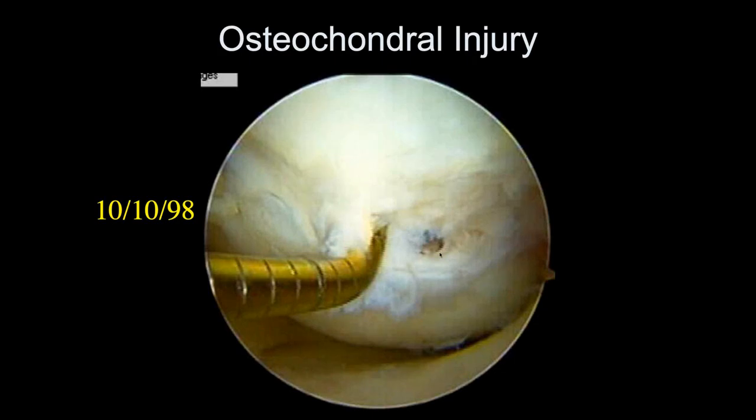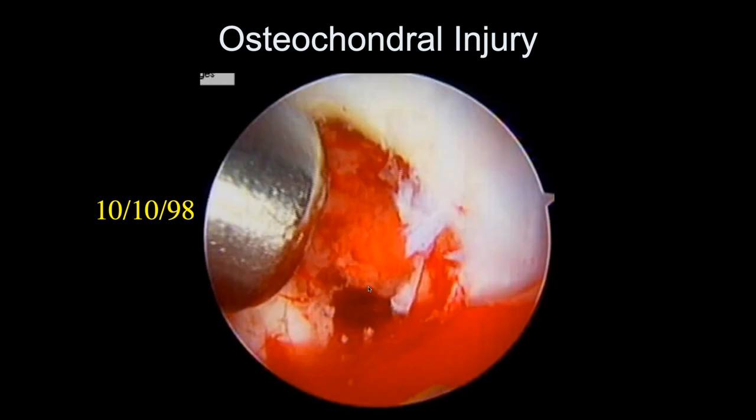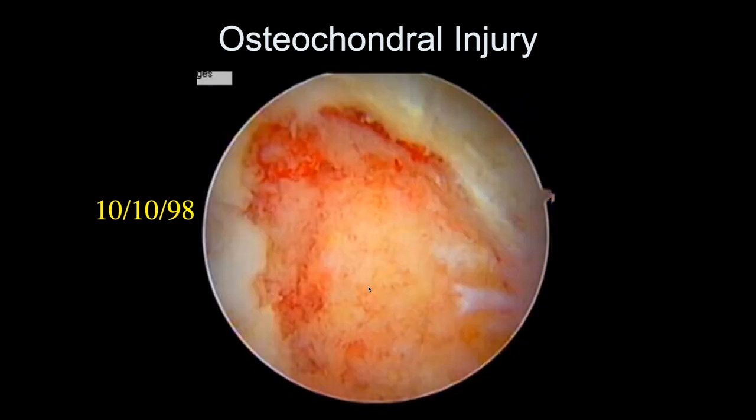Okay, here we can see an arthroscopic image of an osteochondral injury. This was on 10-10-98, and then it was debrided. When you debride, you can still see a lot of irregularities of the surface, a very large lesion with a lot of irregularity of the subchondral bone. This is with the tourniquet blown up so that you don't get bleeding in the knee. When you let up the tourniquet, you can see bleeding in this particular area. This was actually after a microfracture technique, and that's the bleeding that can occur after the microfracture technique.